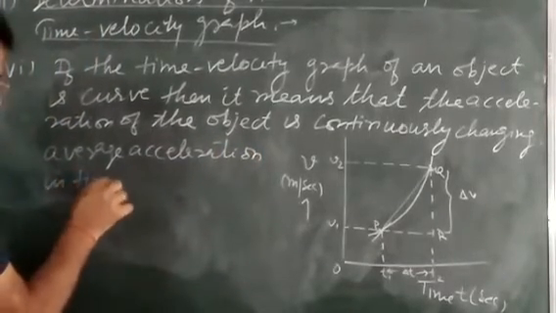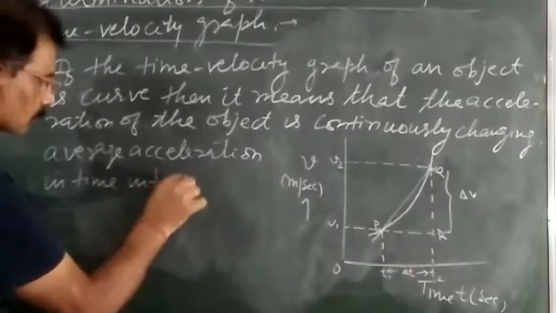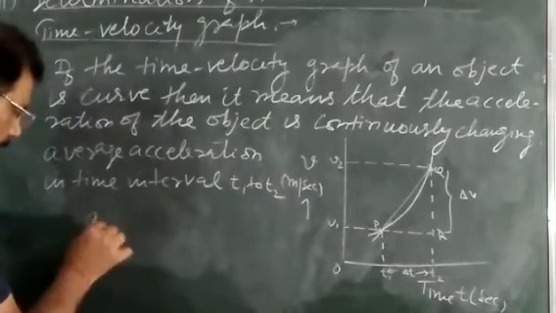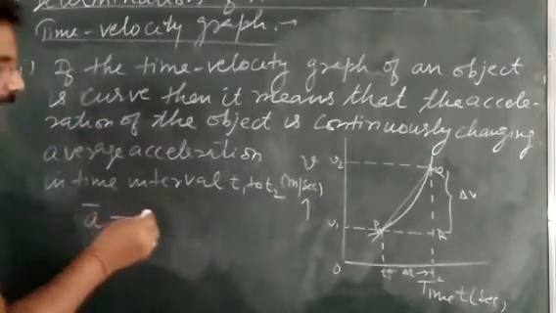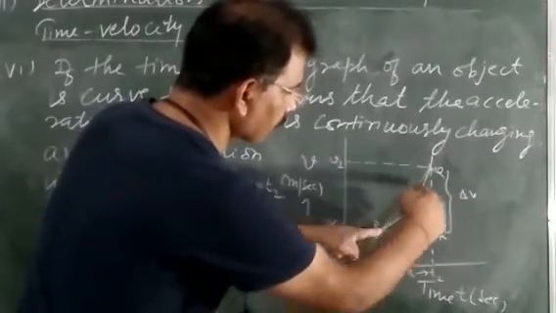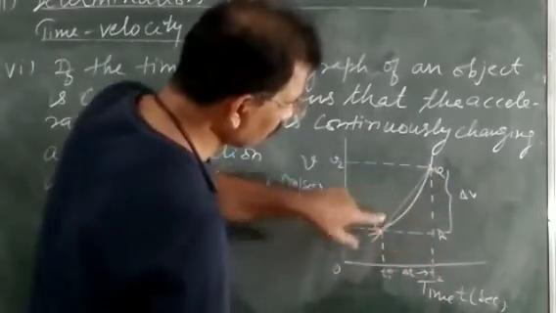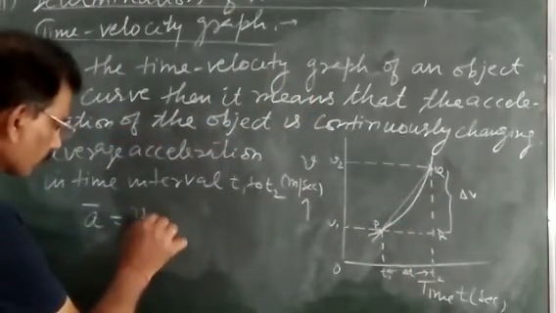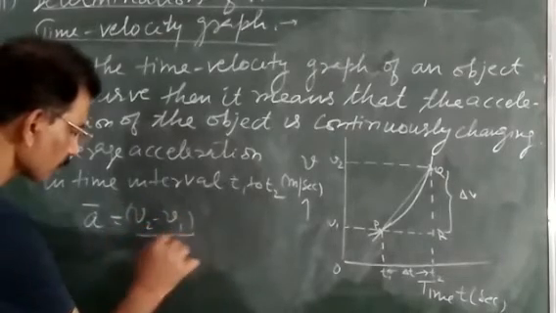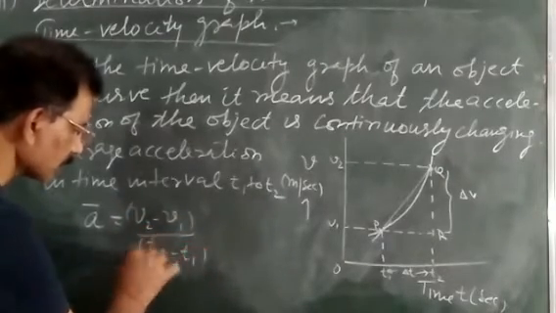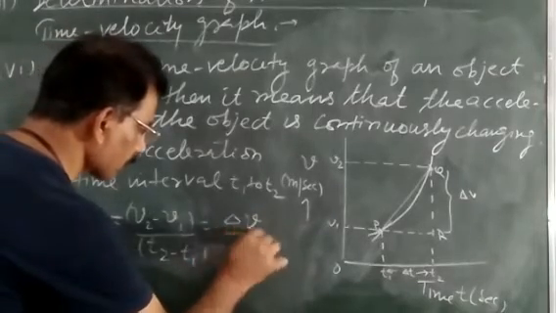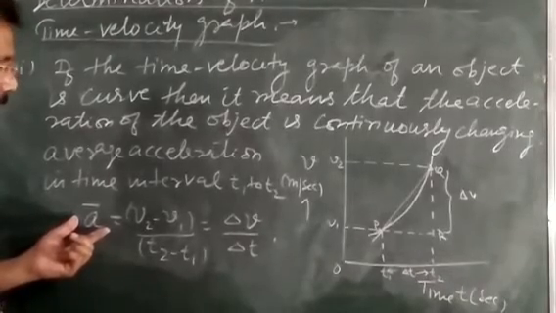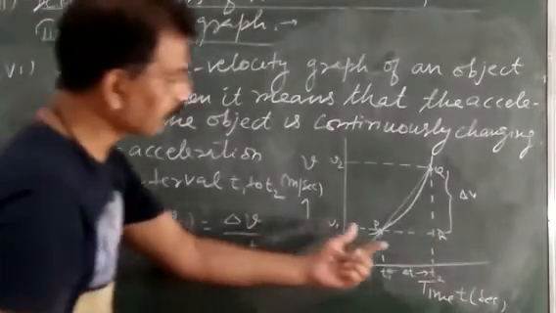Then you can say average acceleration in time interval T1 to T2, that one you can write here A bar। Bar means average acceleration। And how can we calculate the slope of this line PQ? जैसा हमने बताया था, slope means perpendicular upon base, so you can write here this is equal to v2 minus v1 upon t2 minus t1. And v2 minus v1 you can write delta v upon delta t. And in this way you will get the average acceleration of the object in time interval t1 to t2.